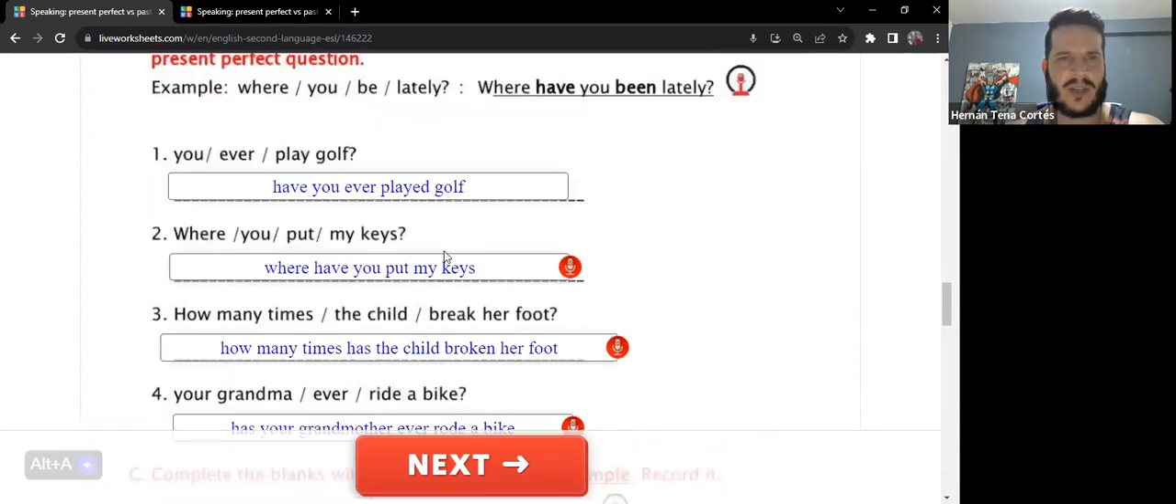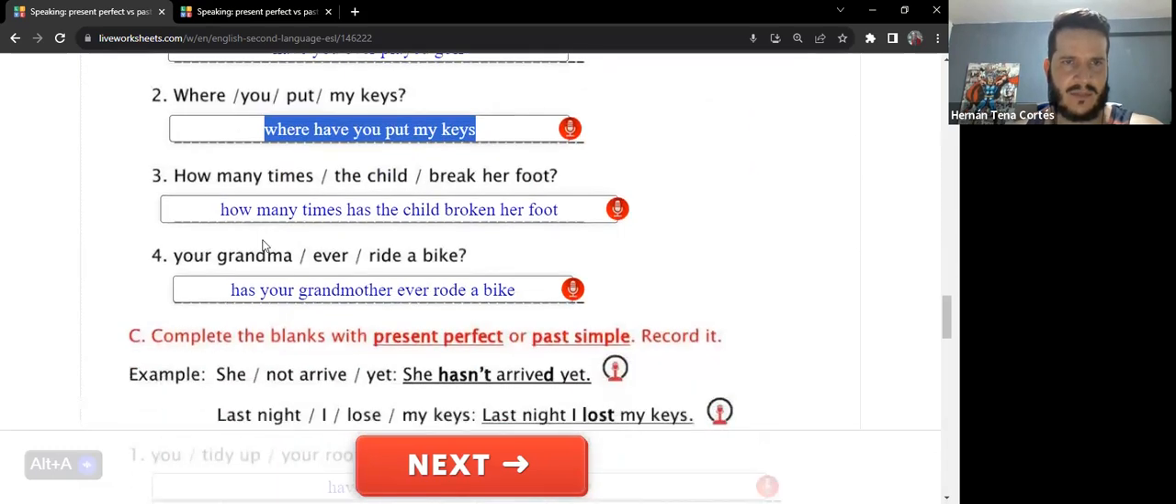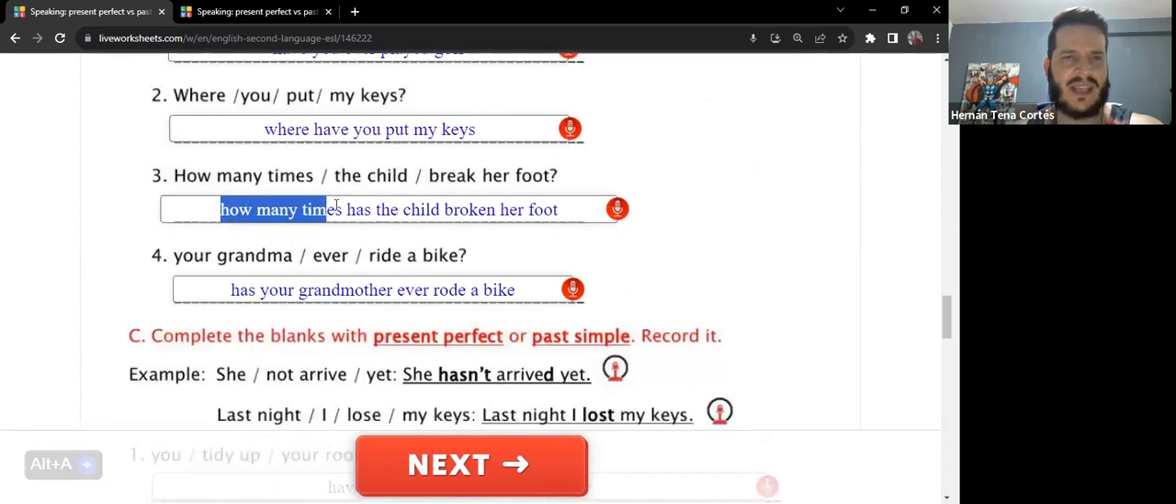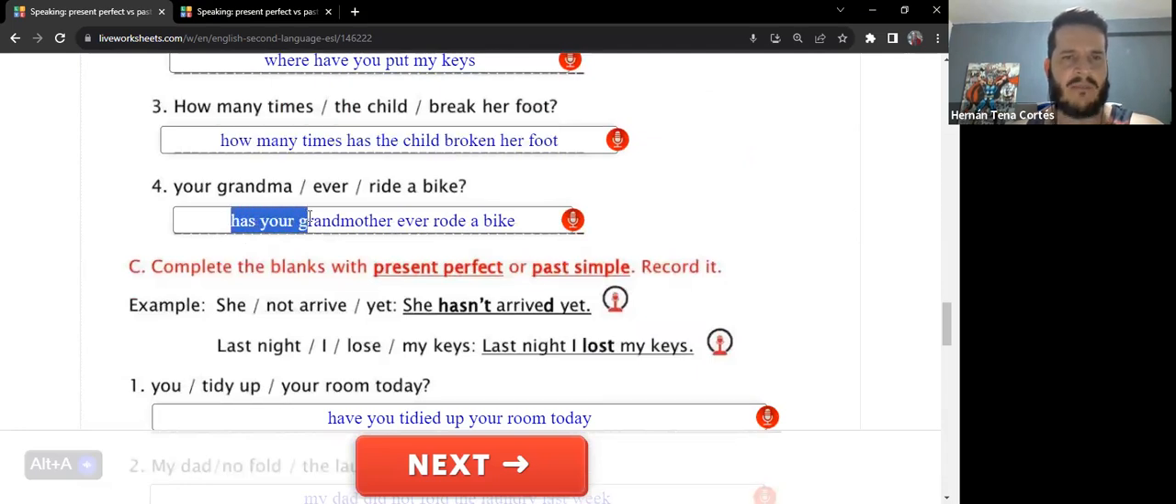Now, part 2 are questions. For the first one here, I put, have you ever played golf? No WH word here. Number 2, where have you put my keys? Number 3, how many times has the child broken her foot? Number 4, has your grandmother ever rode a bike? Although I think this is ridden, to be honest. Should be ridden.